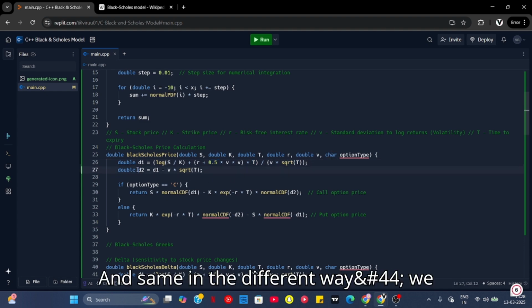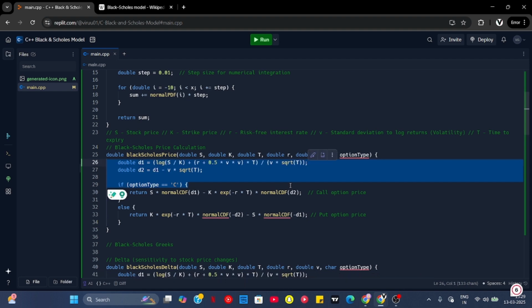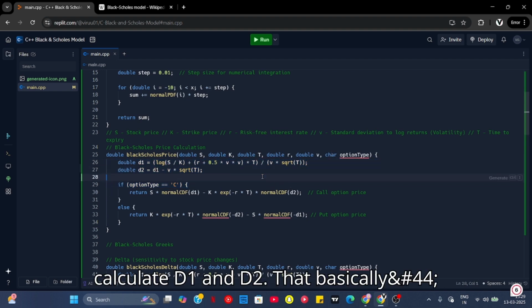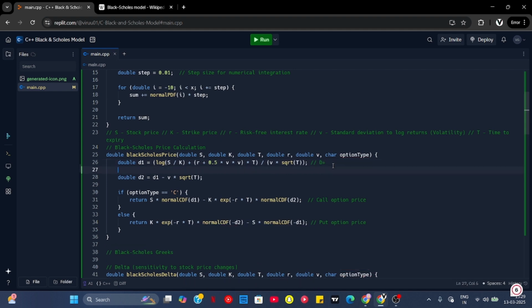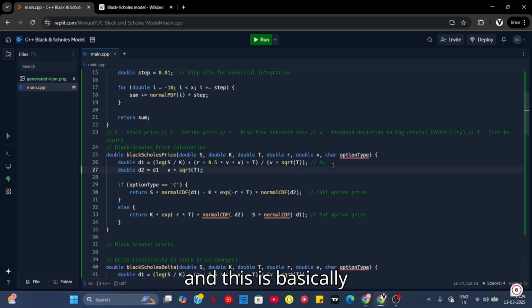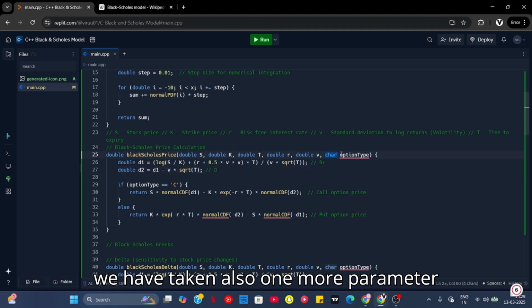And in the same way, we will take out D2. The D2 formula is basically D1 minus V into square root of T. I have done nothing, I have just written in the syntax format of our calculations through which we can calculate D1 and D2. That's basically, if we say this is D plus, and this is basically D minus.